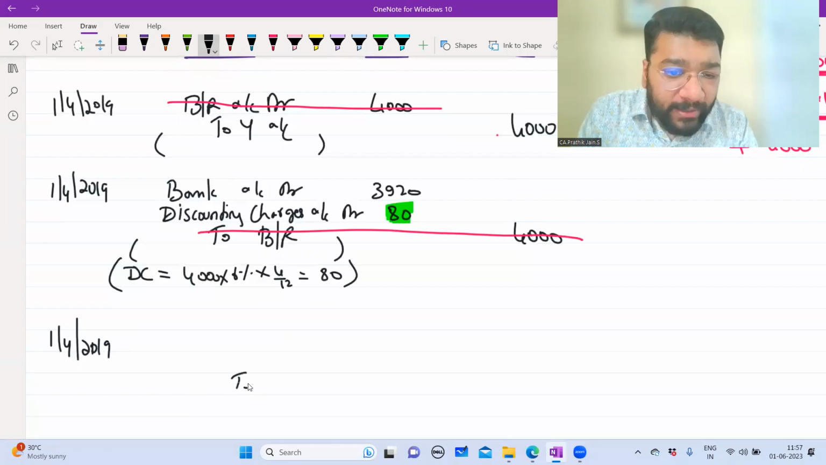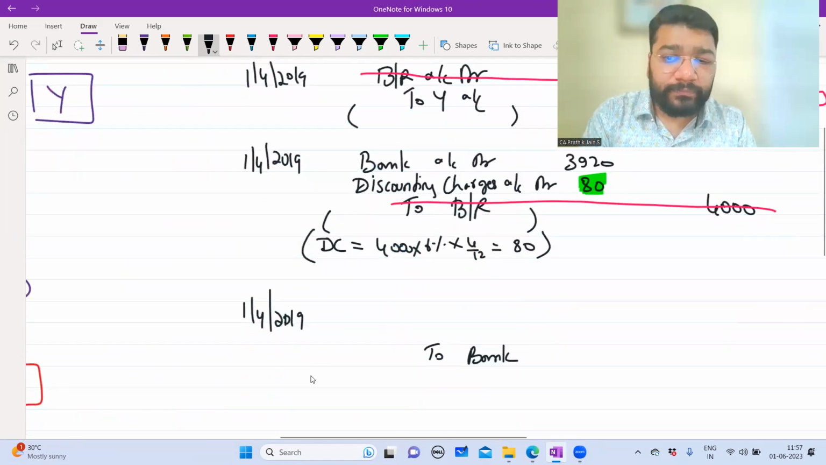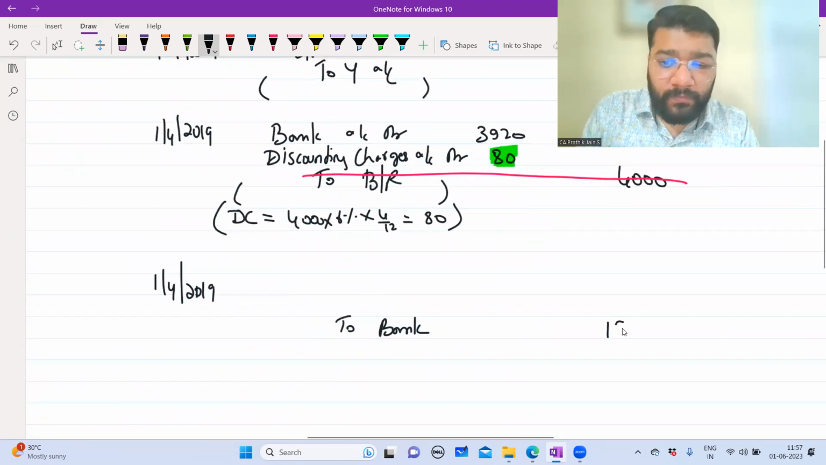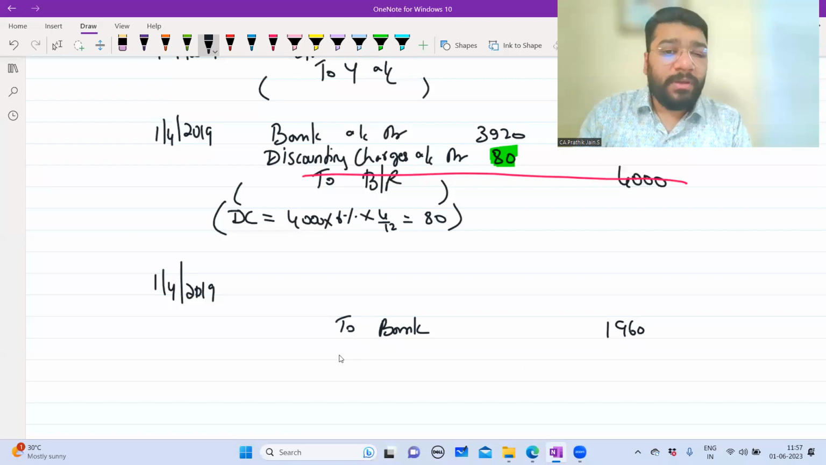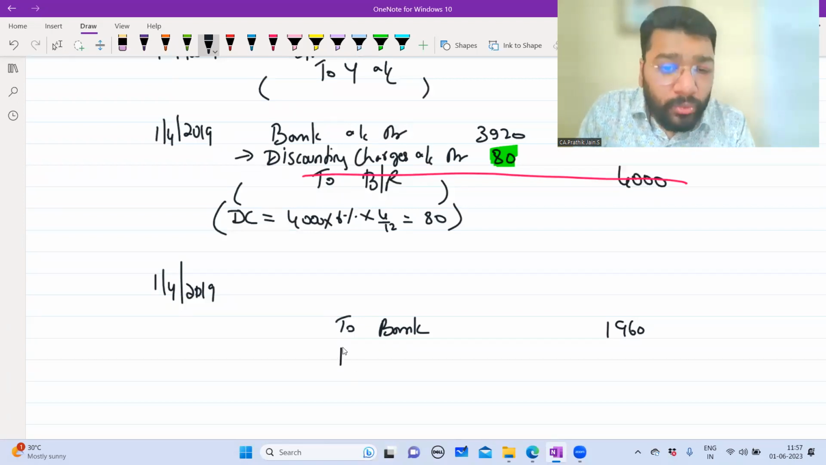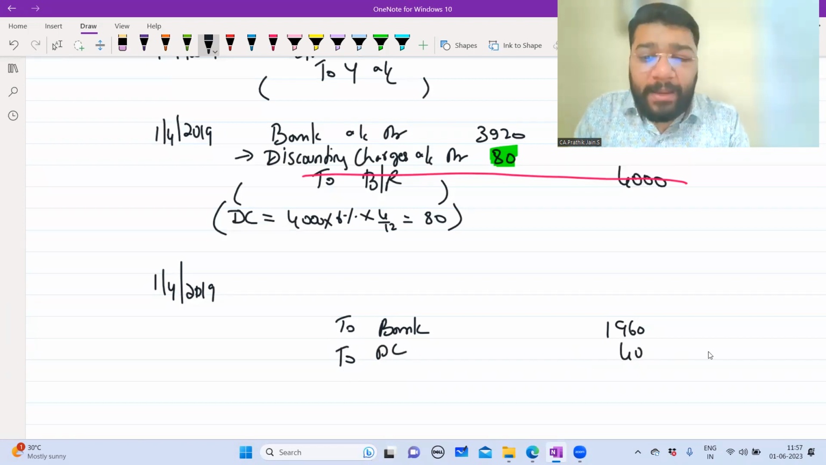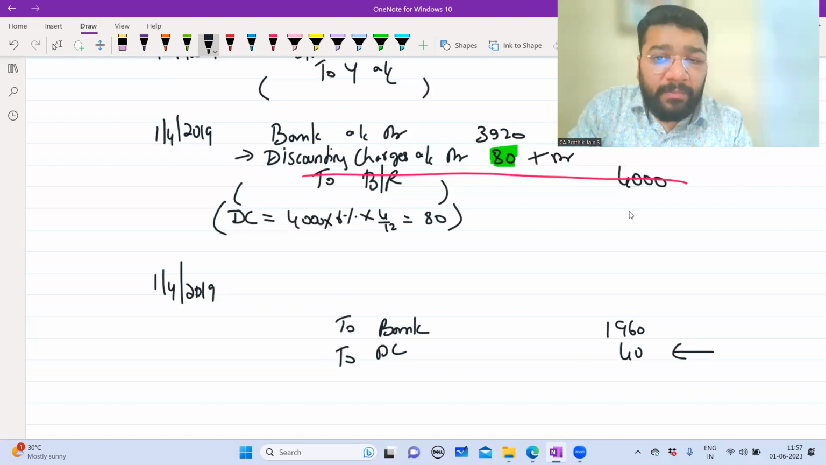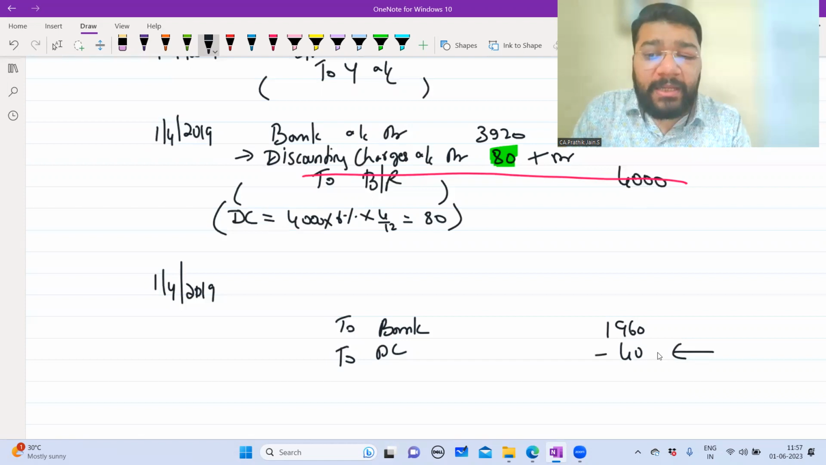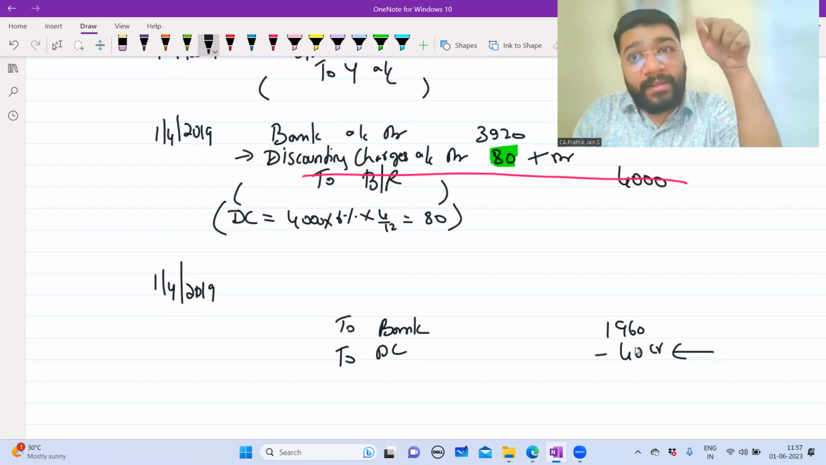So if I write To Bank, do you have any problem? To Bank, how much money is going out? Sir, half of the money, 1960. Then, sir, discounting charges is currently in debit. I need to reverse it. So I'm putting To Discounting Charges, 40 rupees in credit. The moment I put this, here 80 is positive debit, here 40 is negative credit. So automatically balance 40 is the discounting charges. Who will bear? X will bear.